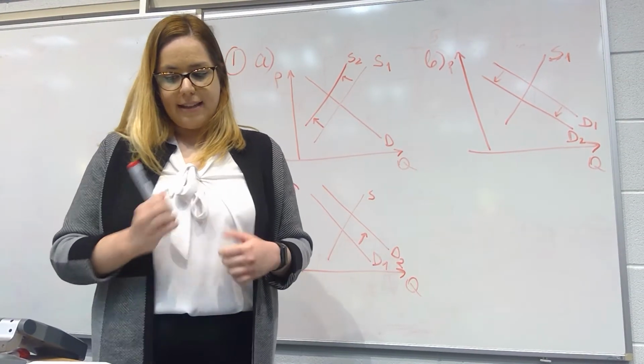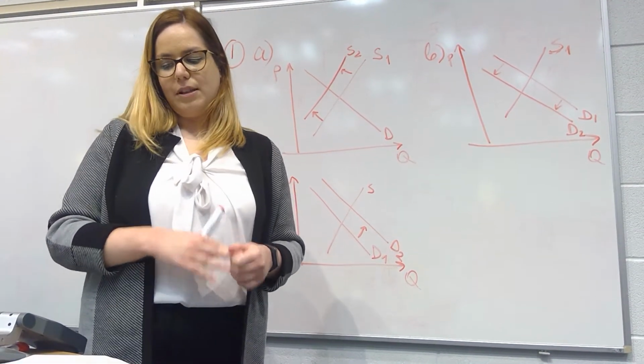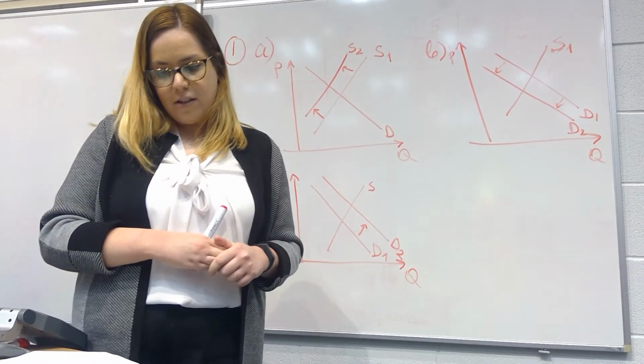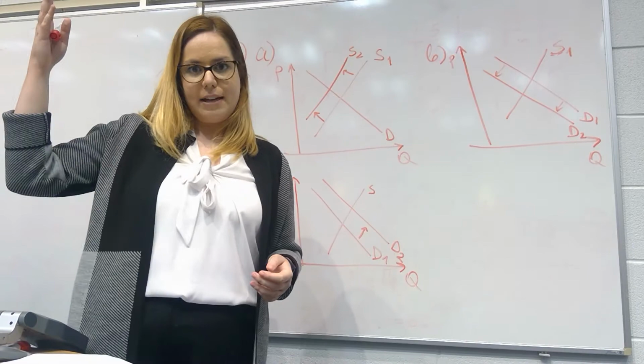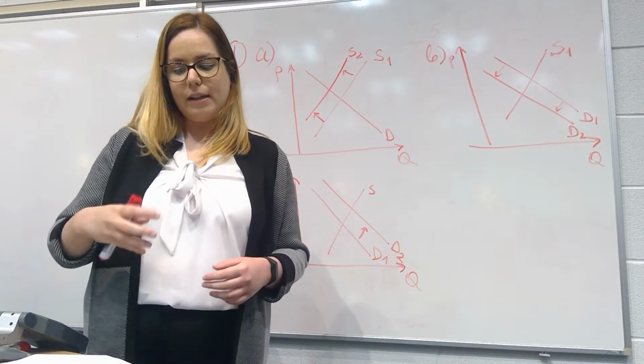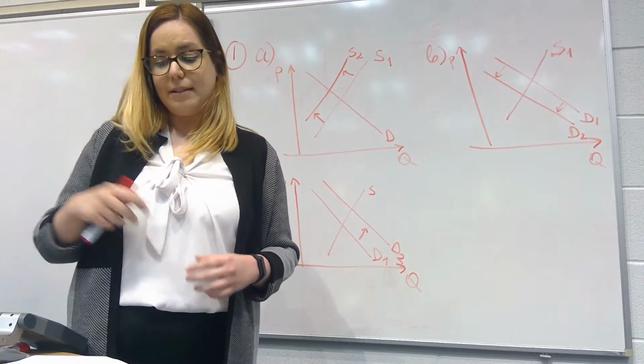Question number 6 states: which is the price to quantity relationship typically depicted in a supply curve? We should remember that our supply curve is an upward sloping curve, so there is a positive correlation between price and quantity supplied.